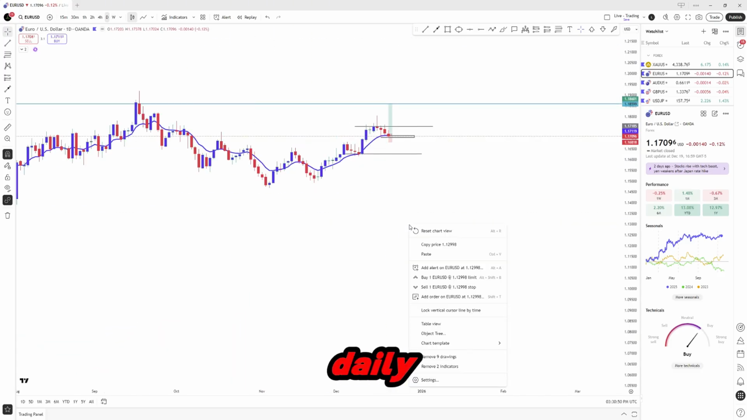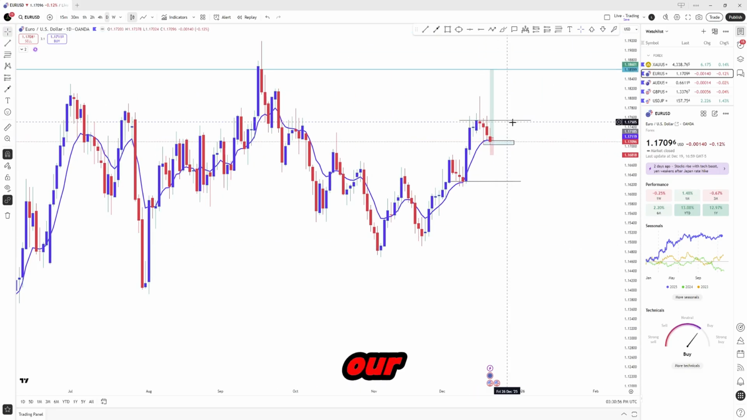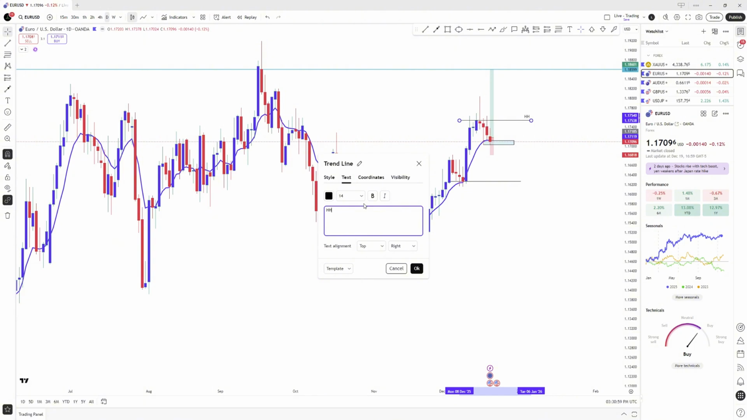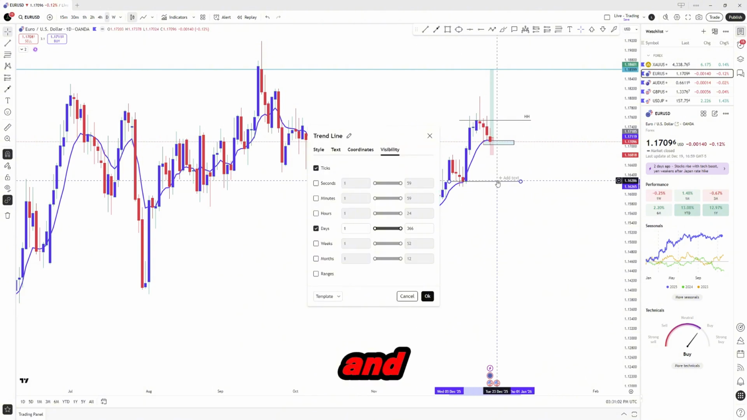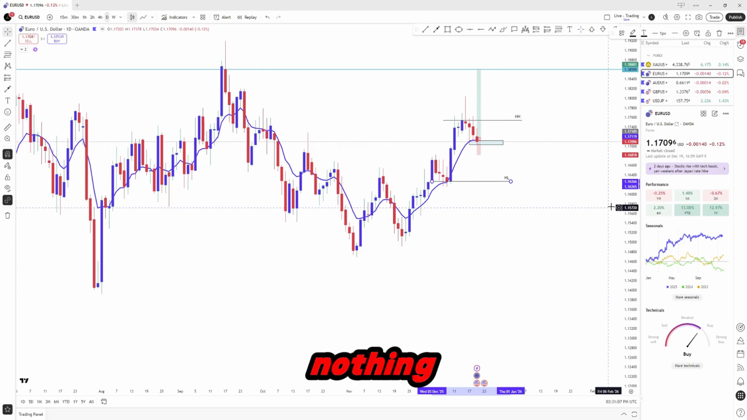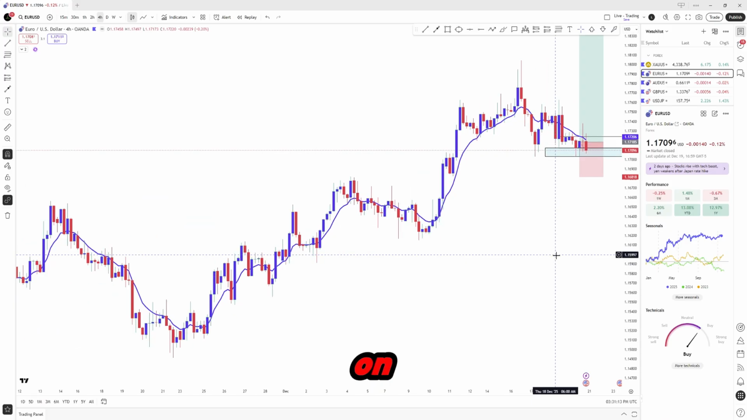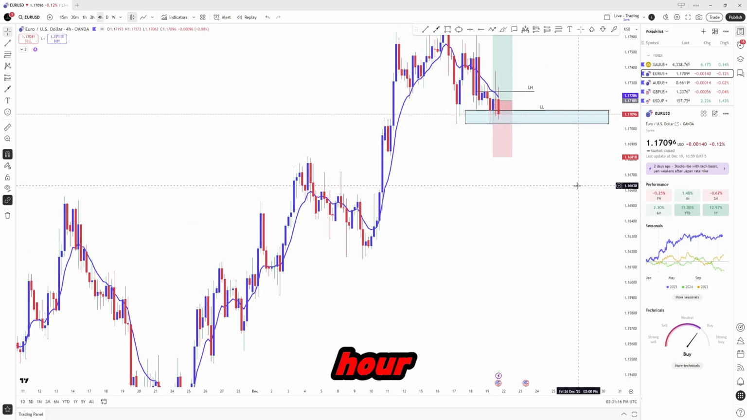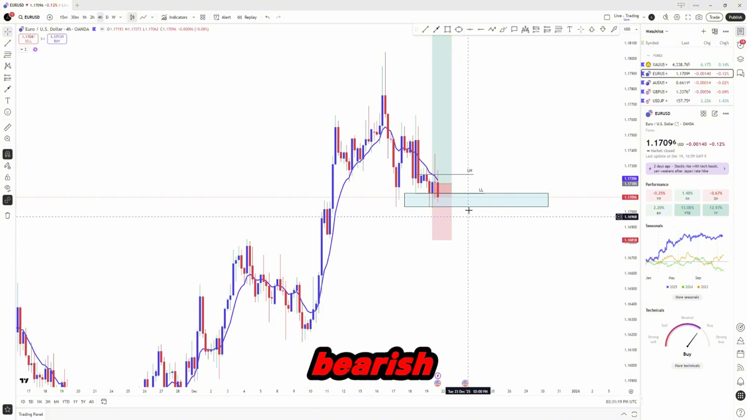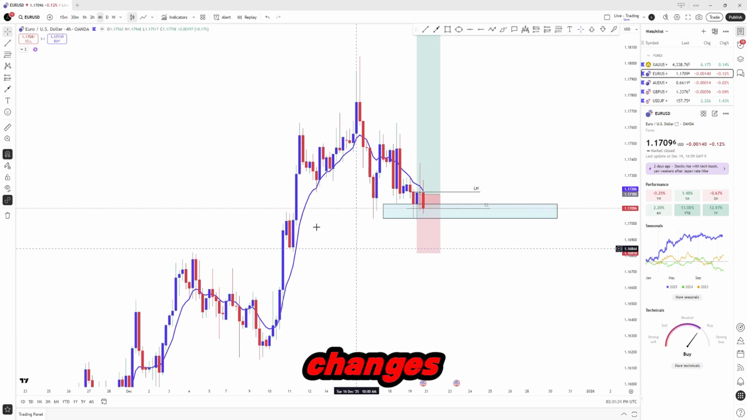We go down to the daily. On the daily, the same thing. This continued to be our higher high. Let me mark it down. This continues to be our higher high, and this continues to be our higher low. Nothing actually changes here from last week. We go down to the 4 hour. On the 4 hour, yes, the 4 hour kind of switched from bullish to bearish, making this our lower high, and then this our lower low. That's the only thing that changes.